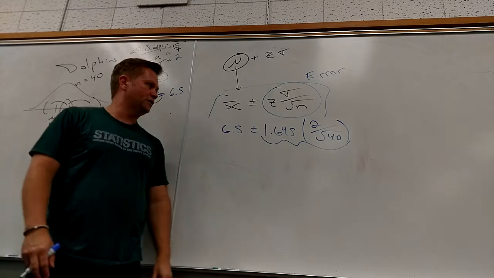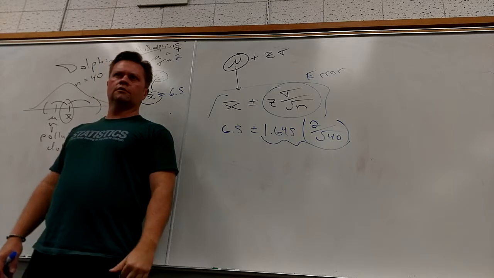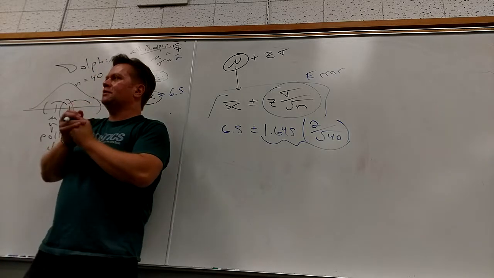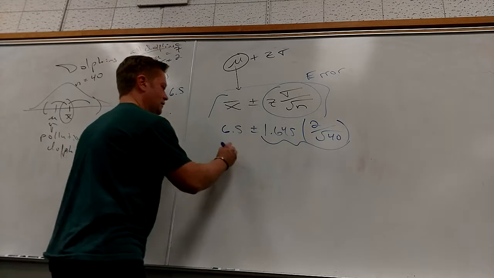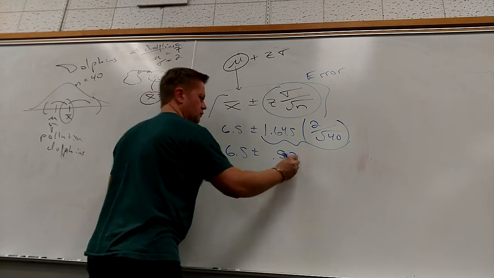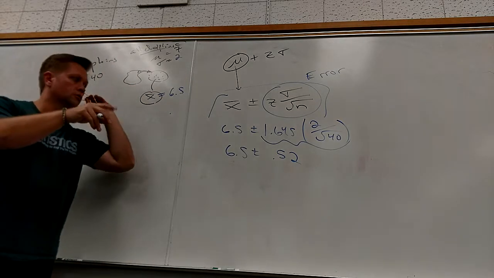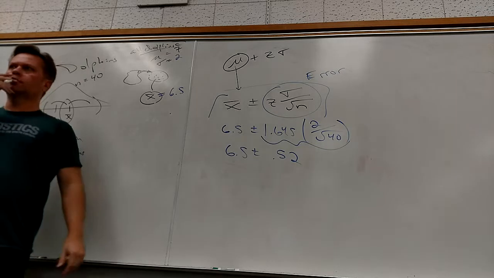0.54. I don't know, I'm probably way off. I did that too fast. Oh, it's going to be less than that. What is it? 5.2. Oh, all right, it's not bad, Jeff. I'm sorry, 6.5 plus or minus who? 0.52? No, this is fine.